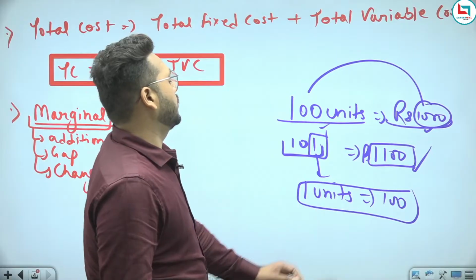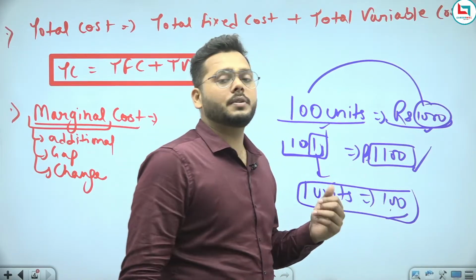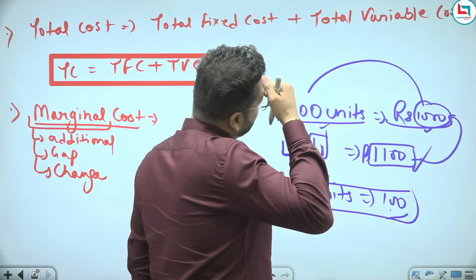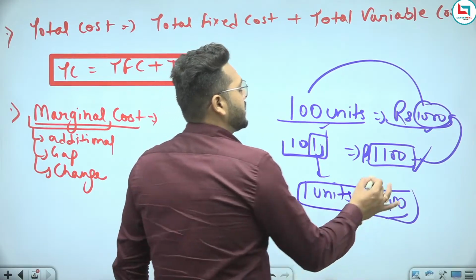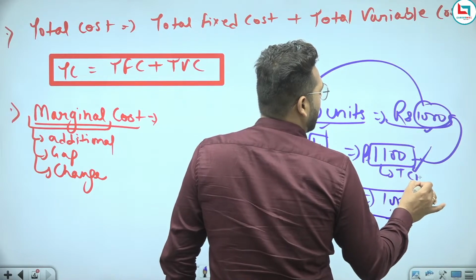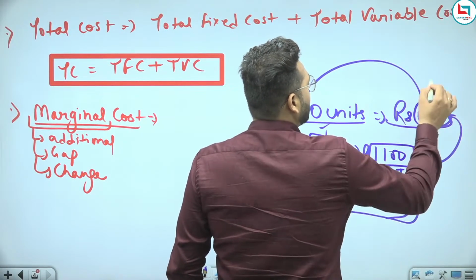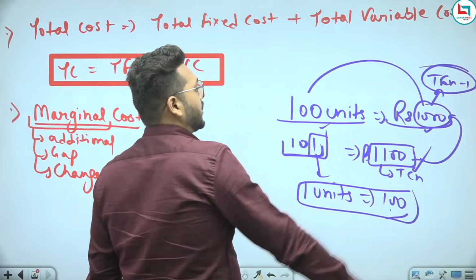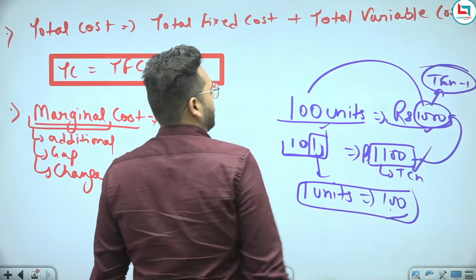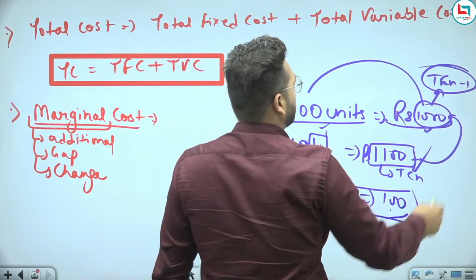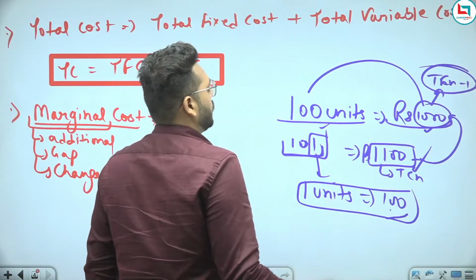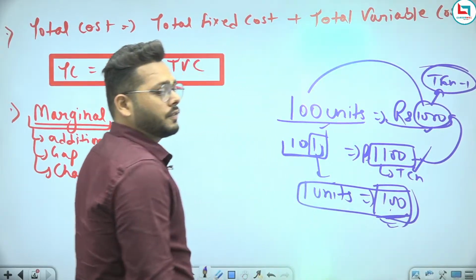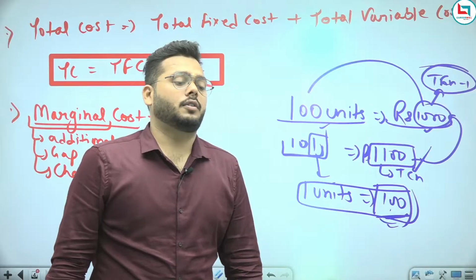How have you calculated this 100 rupees? You just subtracted 1000 from 1100, right? Let's say if this is TC1, TCN, you have subtracted TCN minus 1 from TCN. TC means what? Total cost. So that is how it is possible to find out this 100 rupees.